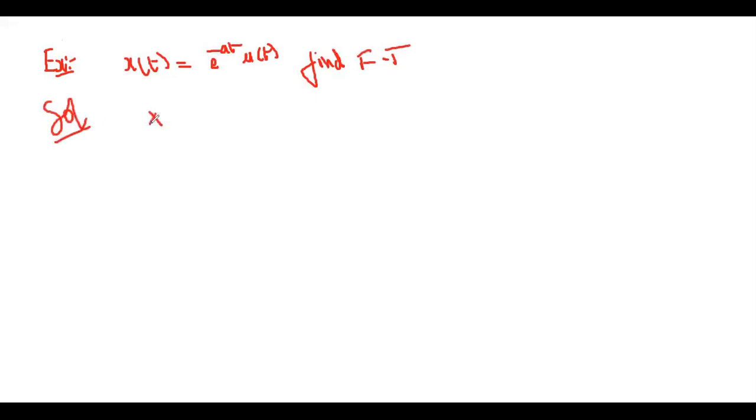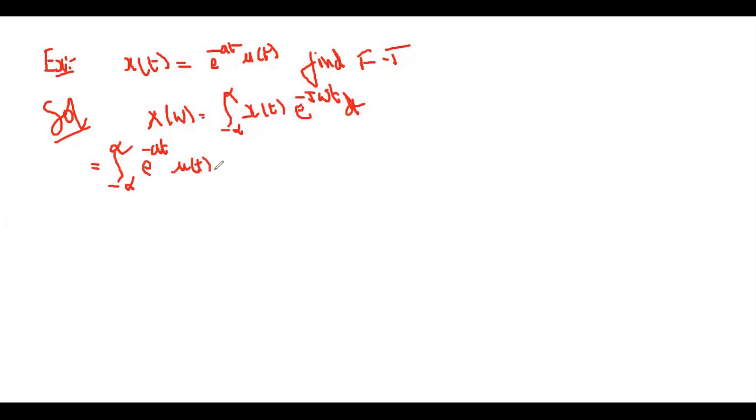The definition of the Fourier transformation says X of omega is equal to the integral from minus infinity to infinity of x of t e power minus j omega t dt. That is equal to the integral from minus infinity to infinity, substituting x of t as e power minus at mu of t, e power minus j omega t dt.